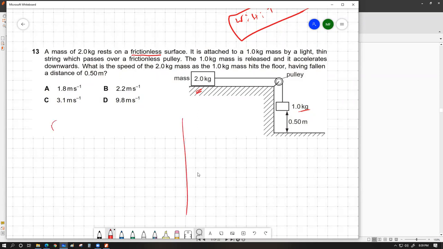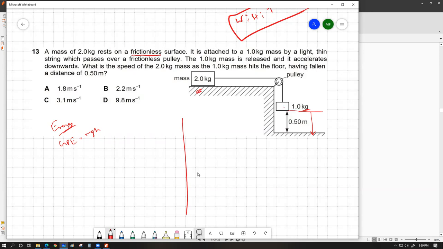Let's say I go first for the energy consideration. Have a look. This 1 kg object is going to fall by 0.50 meters. So when this object is falling down, it had an initial GPE that is equal to mgh. I'm going to calculate this later. m is 1 kg, g is 9.81, and h is 0.50.